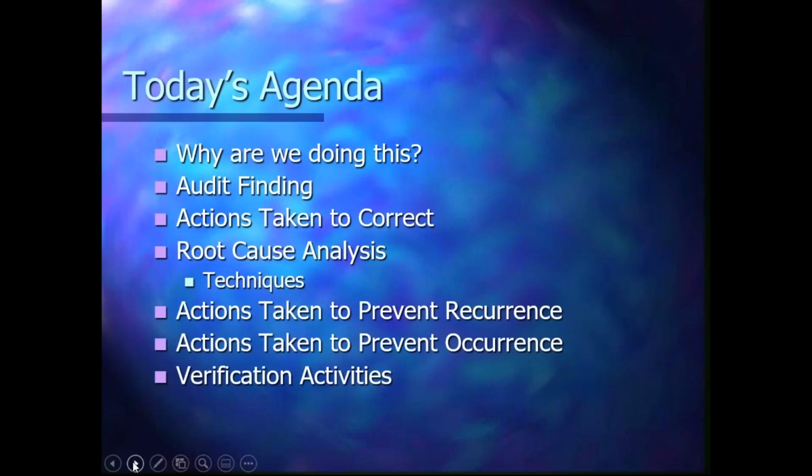So today, we're going to be talking about why we're doing this, why this particular topic. We'll talk about a well-written audit finding and how it sets the problem solver up for success. We'll talk about actions taken to correct, or corrections, or containment actions. We'll talk about root cause analysis, figuring out why the problem happened. And we'll discuss a very specific technique for root cause analysis, the why technique. Actions taken to prevent recurrence, or corrective actions, actions taken to prevent occurrence, or preventive actions, and then what's involved in a sound verification exercise.